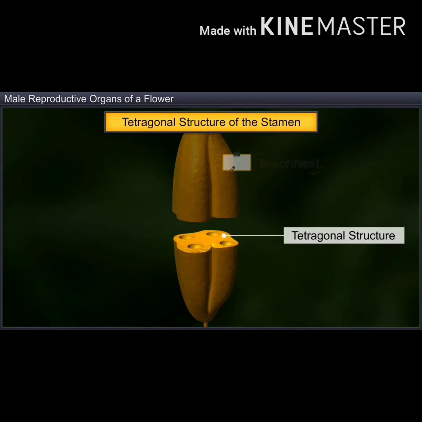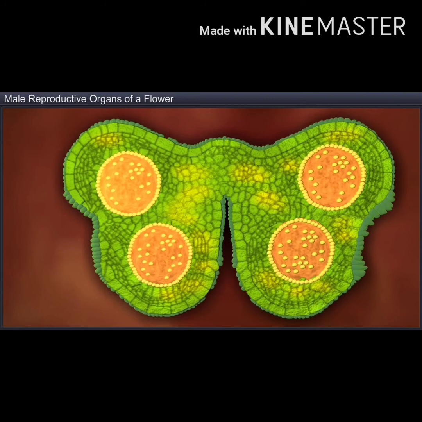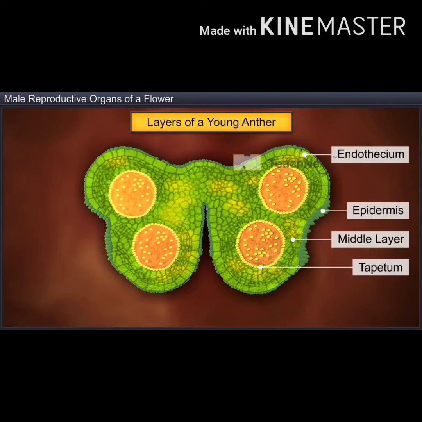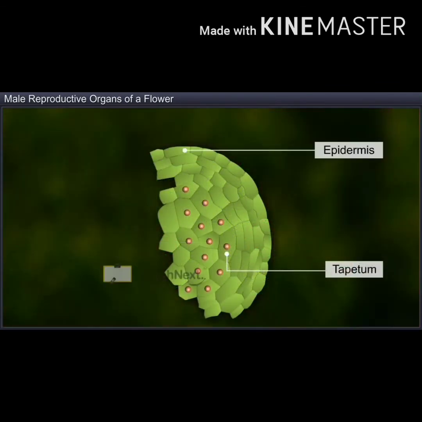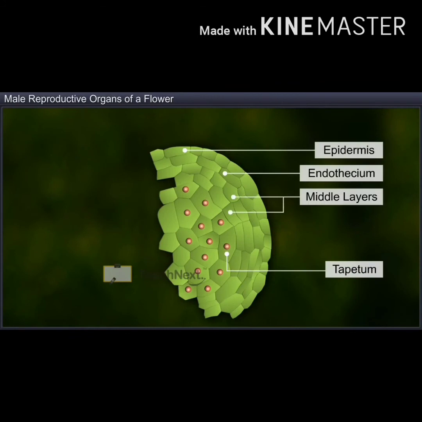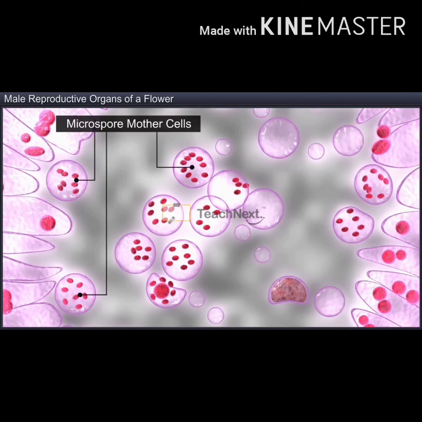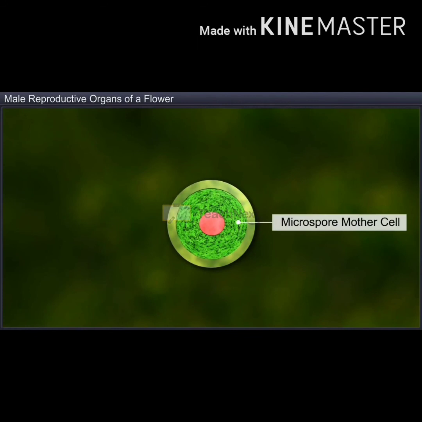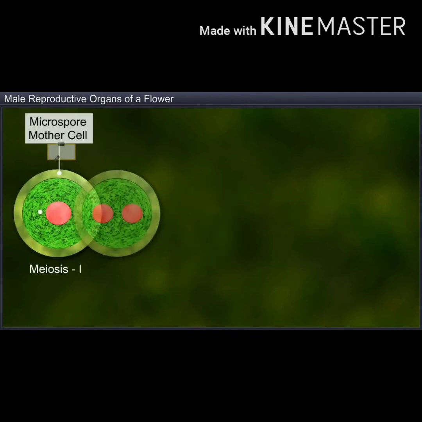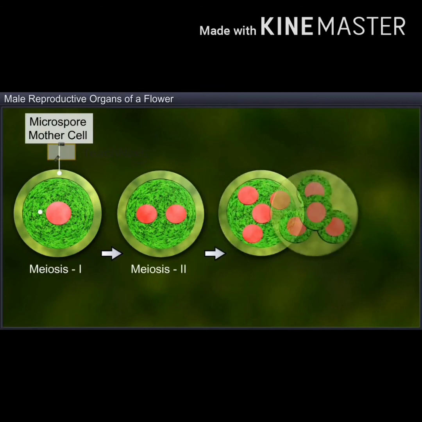We are discussing the microspores, microsporogenesis. Here you can see the structure of the anther. It consists of 4 wall layers: epidermis, endothecium, middle layer, tapetum. The outermost 3 layers are meant for protection. The innermost layer gives nourishment. And inside each microsporangium, we can see numerous microspore mother cells or pollen mother cells. Each will undergo a reduction division or meiosis, and that leads to the formation of 4 microspores.